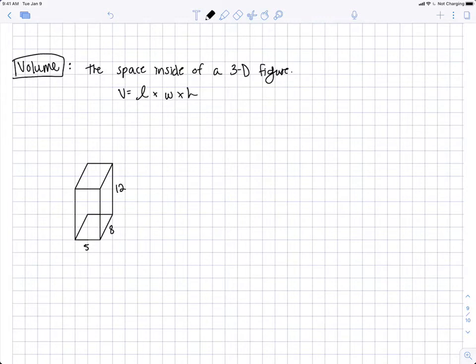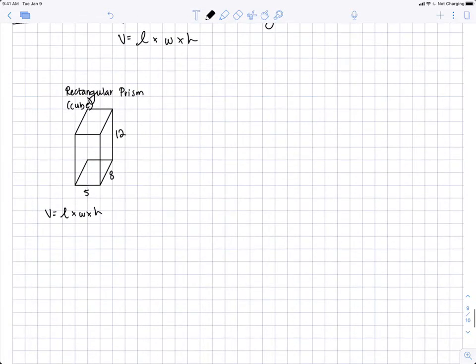Again, actually I'm going to include a title here. So rectangular prism, we could also say cube, right? We know to use our formula, length times width times height, or you could just say multiply all three dimensions together. So let's go ahead and do that. We're going to do 5 times 8 times 12. 5 times 8 is 40. And then 40 times 12, well, 4 times 12 is 48, add a 0 on the end, so we're at 480.